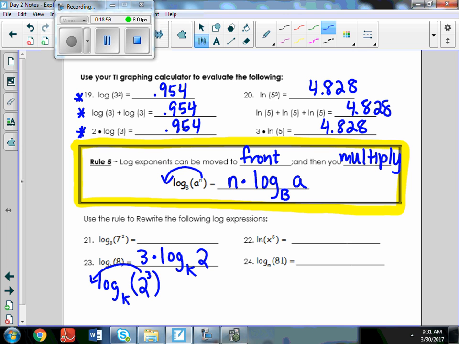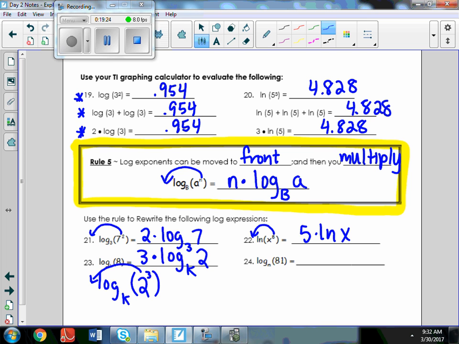So this one, you kick it to the front, you should get 2 times log base 3 of 7. The numbers are so small on these worksheets. But they're nice because you can put them in your composition book. So kick the exponent to the front, 5 times natural log of x.